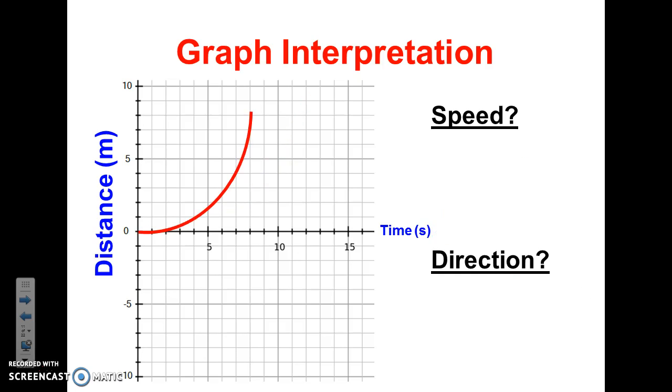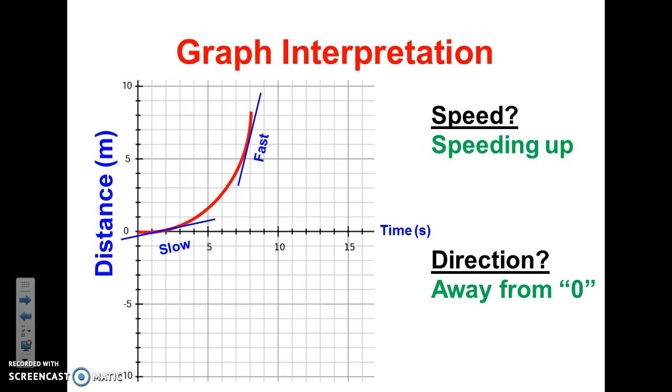I no longer have a constant slope, so I don't have a constant speed. I think about what's going on here with the slope. Here I have a very slow slope, and I progress to a faster slope. So when I go from slow to fast, I am speeding up. I'm moving away from zero, getting further and further away from my start point, and I'm on the positive side, so I'm moving to the right.